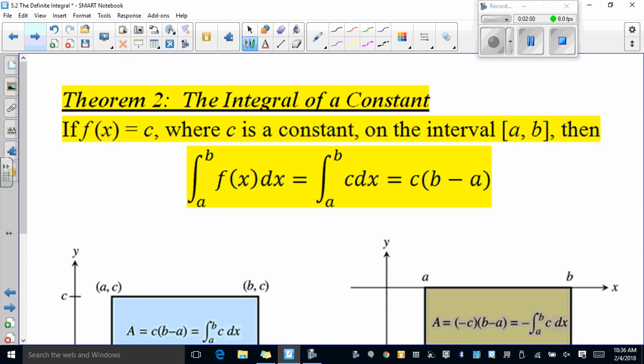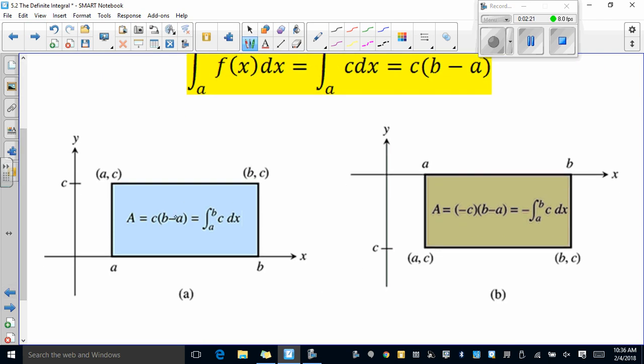And then they're showing you what it will look like above or below the x-axis. So let's just throw numbers out there. Let's say that A equals 1, B equals 4, and C equals 2. Well, then according to this, you would get the integral from 1 to 4 of 2 dx. You're like, all right, cool. Well, according to our theorem, the answer in the end would be 2 times 4 minus 1, or simply 2 times 3, or 6.